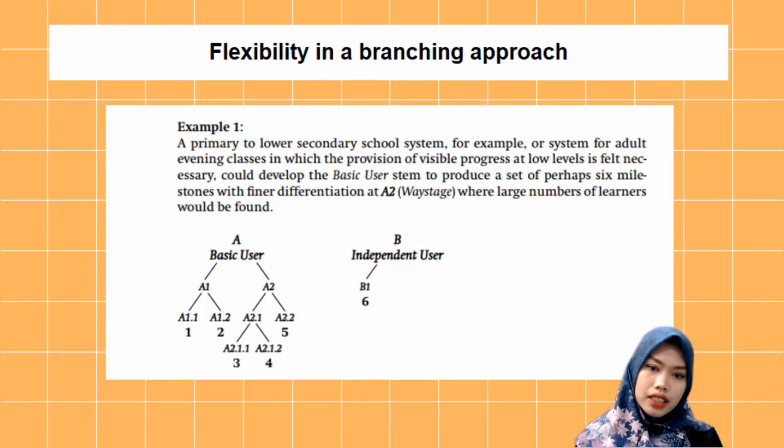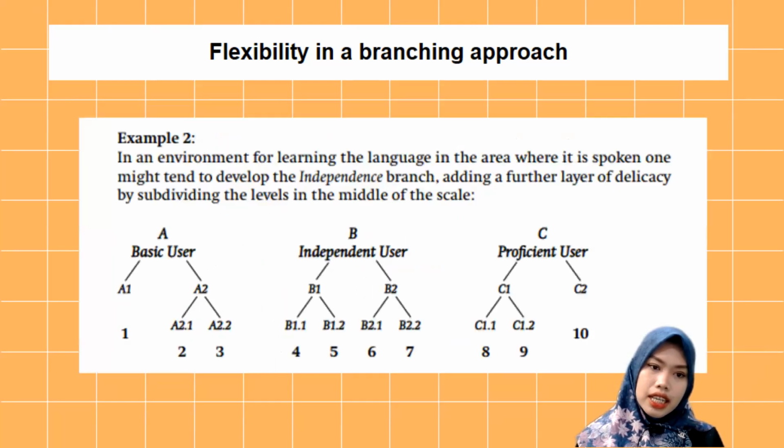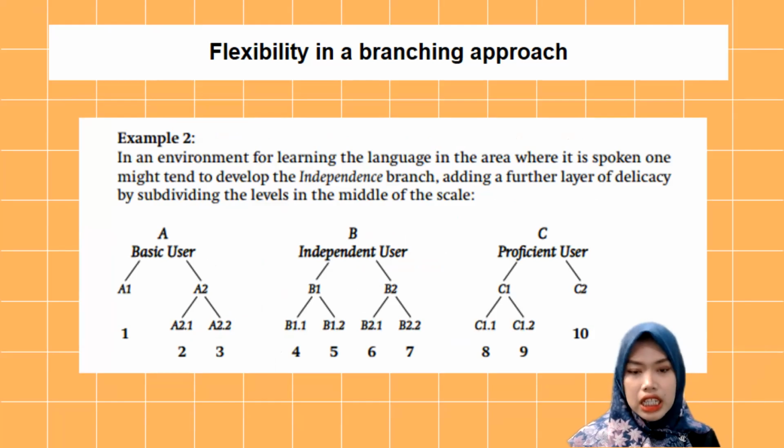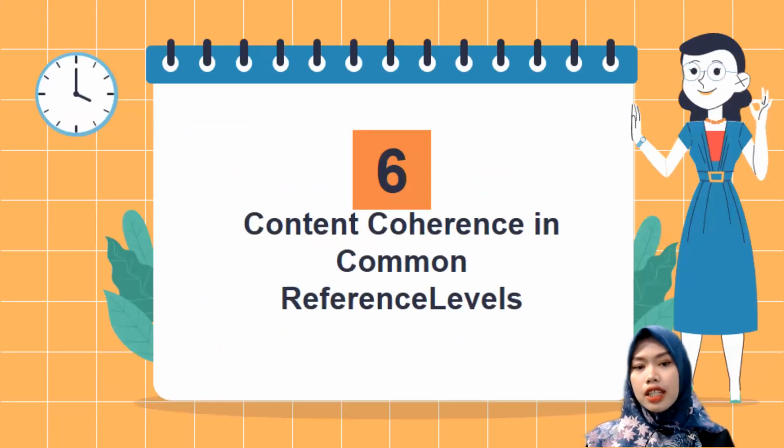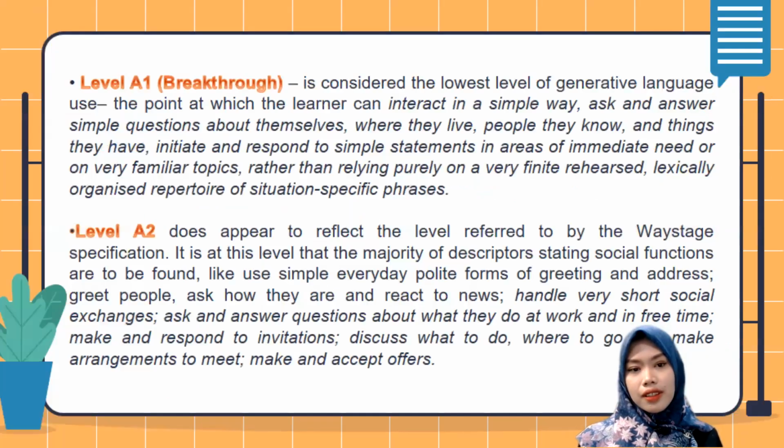Okay. This is the example 2, an environment for learning the language in the area where the spoken one might then develop an independent user. And this is the example 3, a framework for encouraging higher level language skills for professional needs, which probably developed the proficient user. Okay. And the 6th is content coherence in common reference levels.